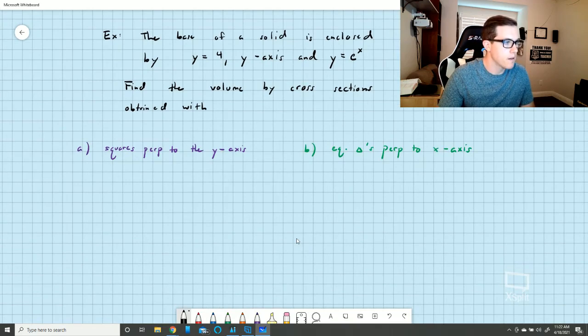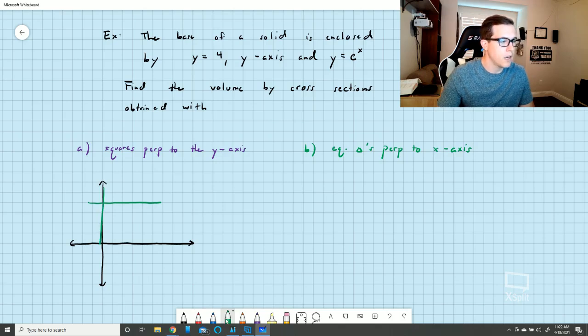Let's graph it. So we come here, we come here. It says y equals 4, which is here. The y-axis, which is here. And e to the x. E to the x goes here and comes up this direction. This is your area. So x bounds. Looks like it's going to be from 0 to this point, wherever they intersect.